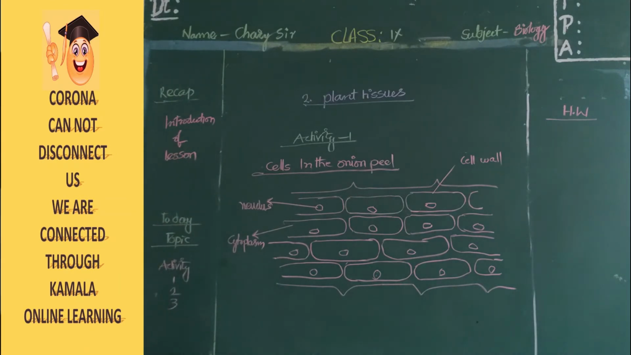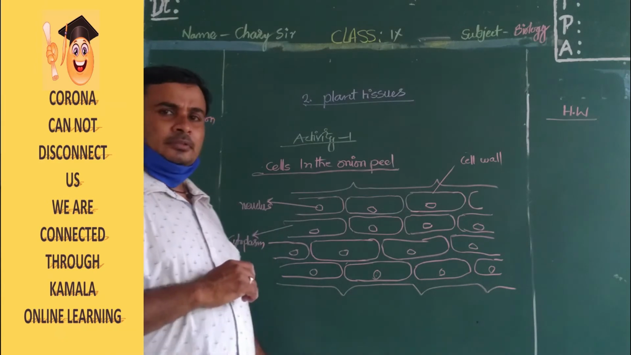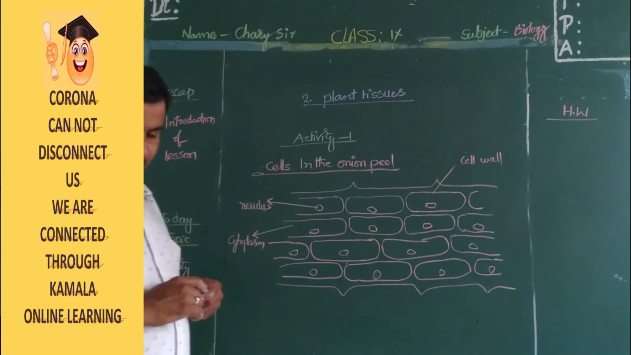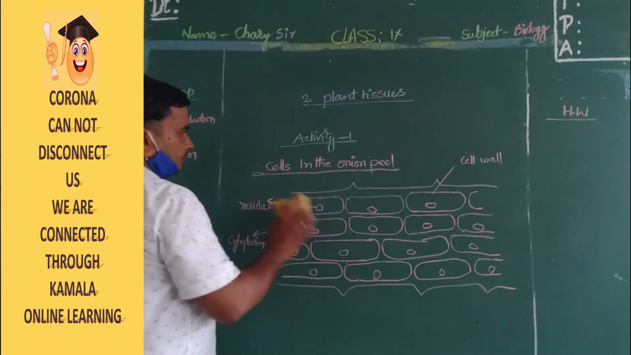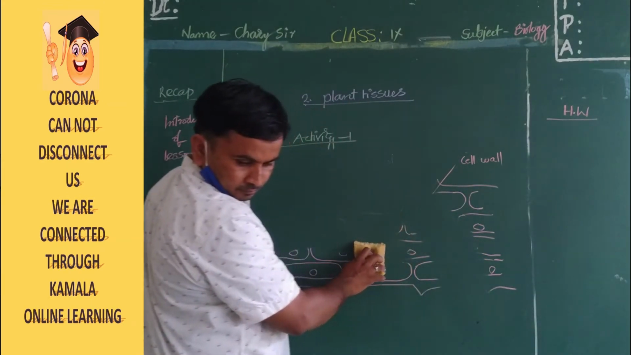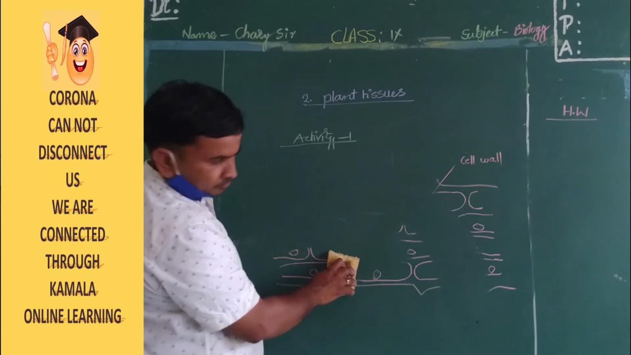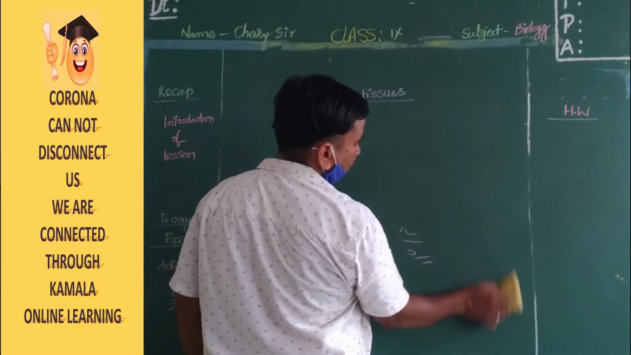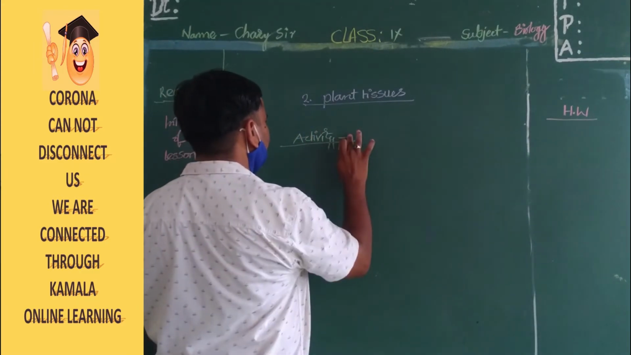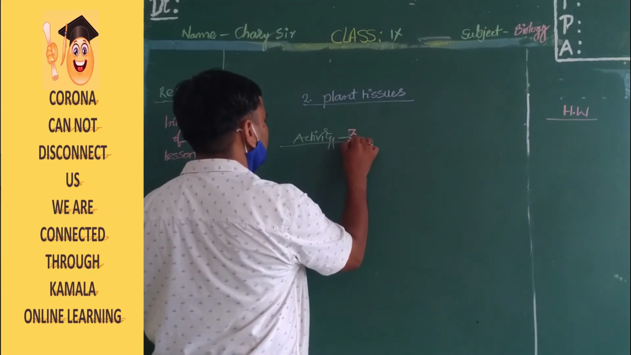Next, gently cover it with the cover slip. Are all cells similar? Yes, they look the same. And how are the cells arranged? They are arranged in a systematic way. Now we will see activity 3.